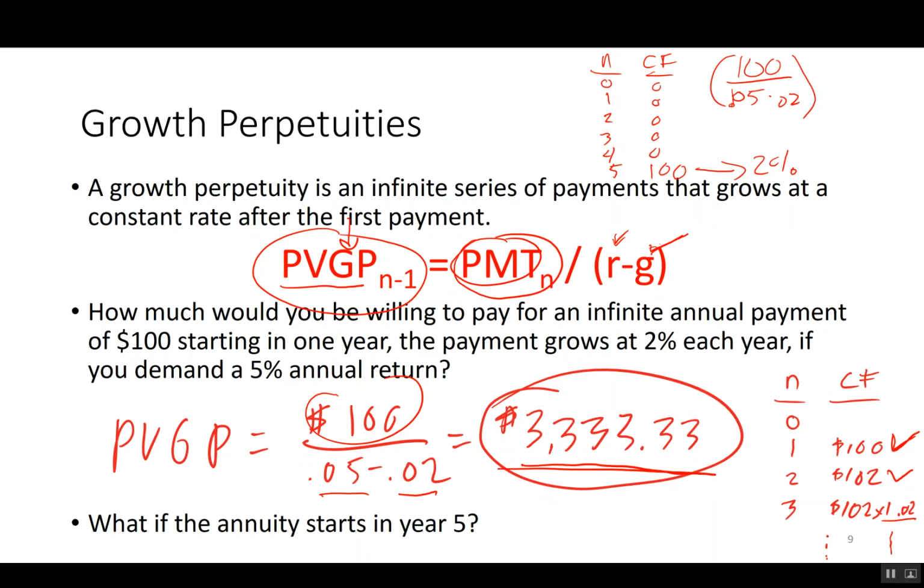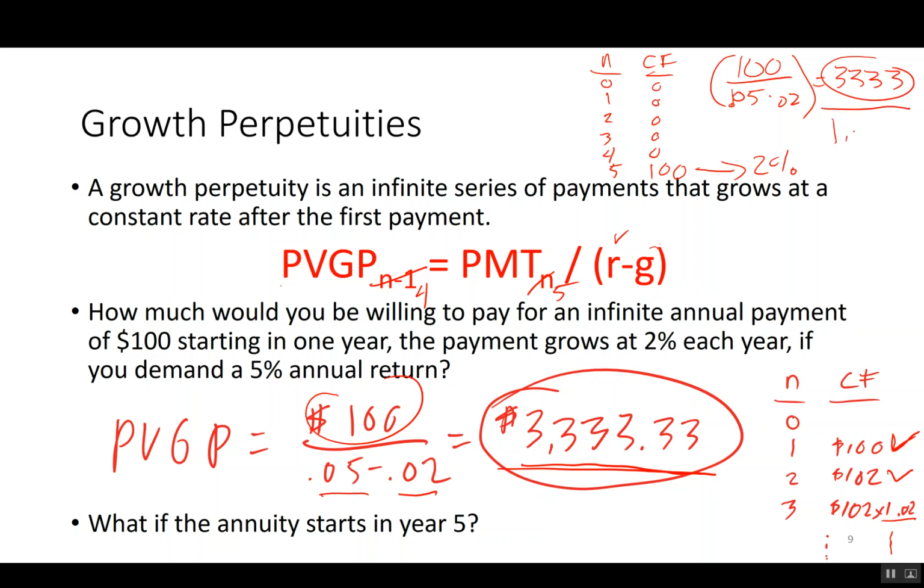So in this case, if the first cash flow is in year 5, it's going to give me the value in year 4. In other words, that $3,333 we just calculated is actually the value in year 4. For the present value of that, I need to discount it back 4 more years, and that's what I'd pay for that growth perpetuity that starts in year 5 and goes on forever.